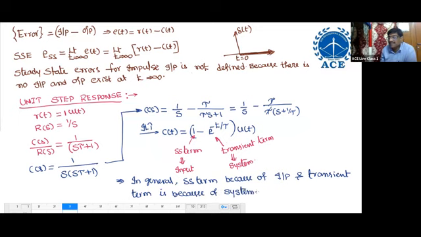That is also a stable system. For a first order system, 1 by (s tau plus 1), the pole is at minus 1 by tau. It is a stable system only. Okay? Because of the system. That's all.